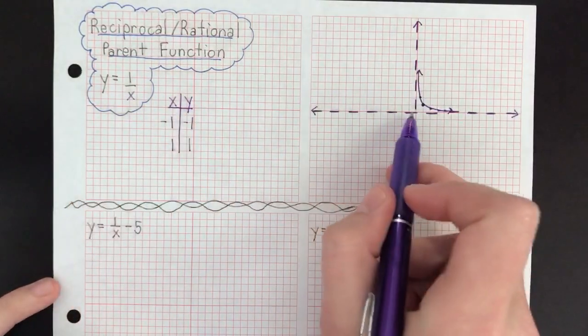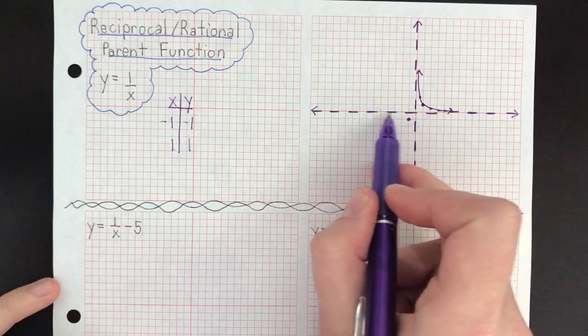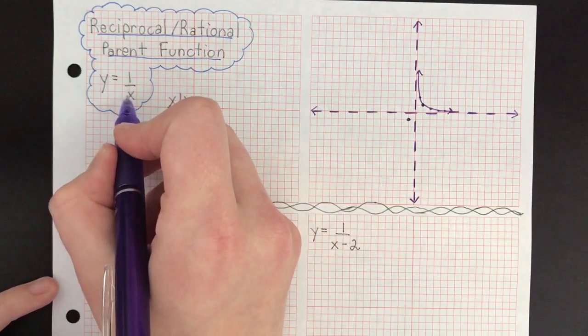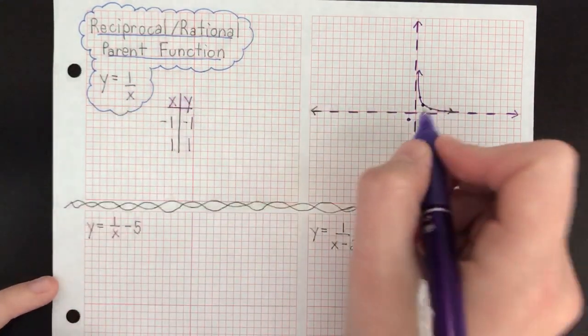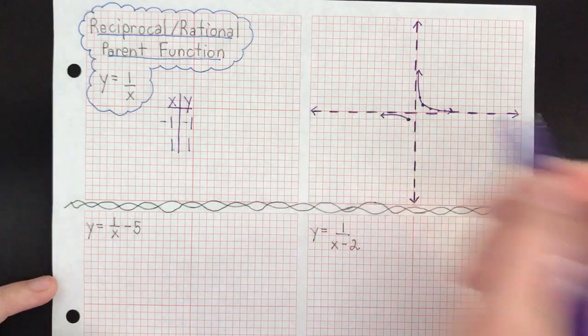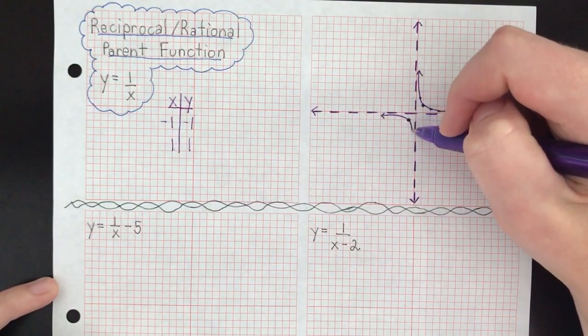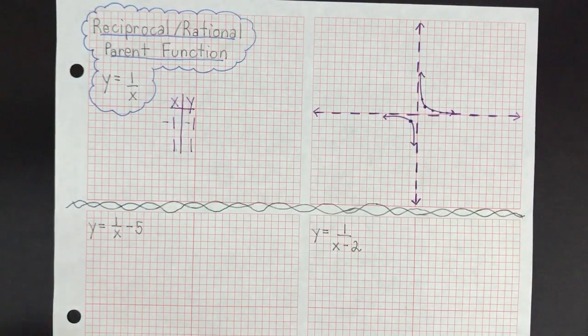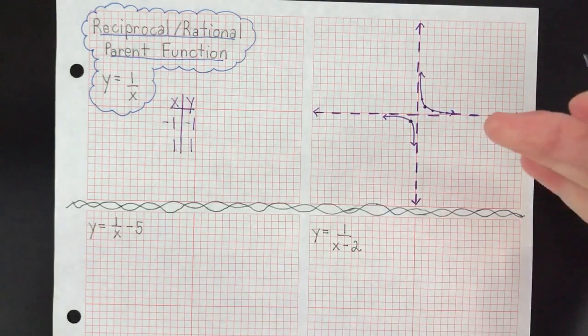If you keep on plugging in more and more negative values, like -2, -3, -4, that's going to be -1/2, -1/3, -1/4. So again, on this side, I'm going to hug and hug, and then on this side, I'm going to hug and hug. So that is what our rational or reciprocal parent function looks like. Okay, so that's what it looks like.